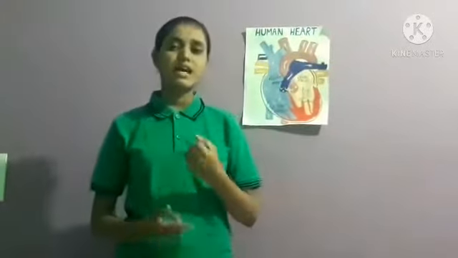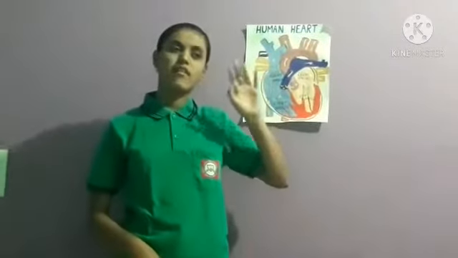Second, heart can generate its own electrical impulses, which causes it to beat. Now, as we all know, heart is a muscular organ. It is made up of various muscles. Its size is as big as our fist, and it beats 72 times per minute. Larger bodies have slower heart rates, strange but true.